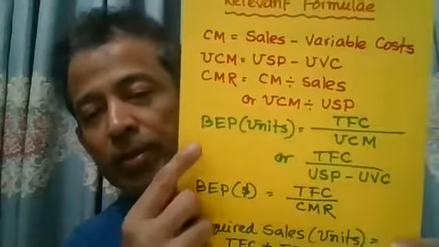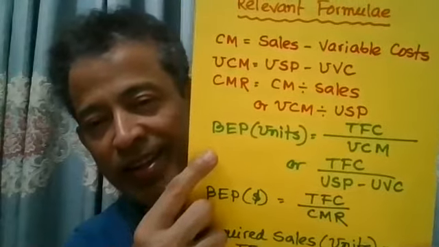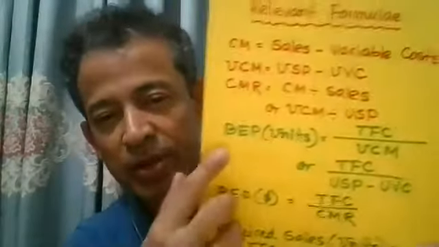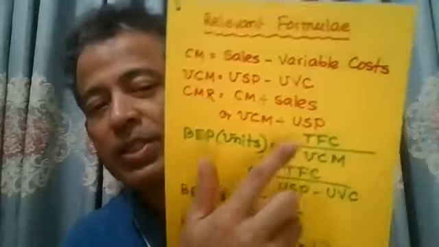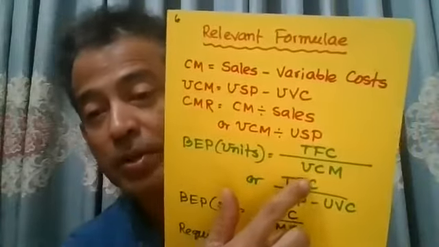And then the break-even point, the princess of the chapter. Break-even point in units is total fixed costs by unit contribution margin. Total fixed costs. So let's say my total fixed cost was $1,000, and my only business is to import wine and sell it.